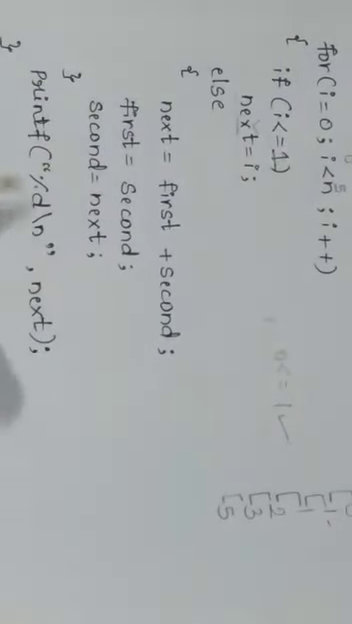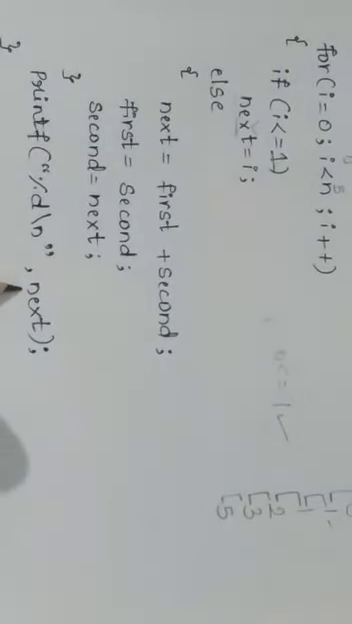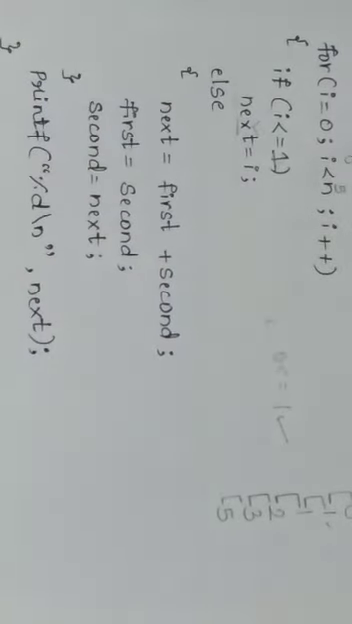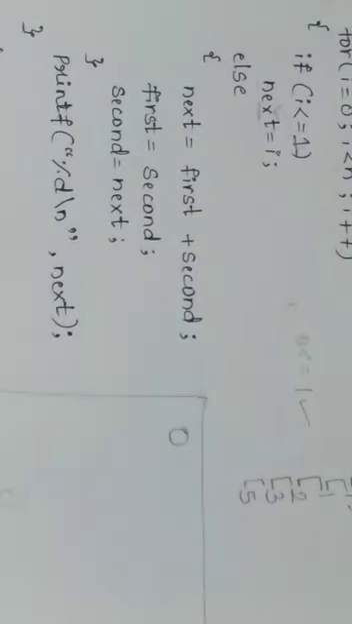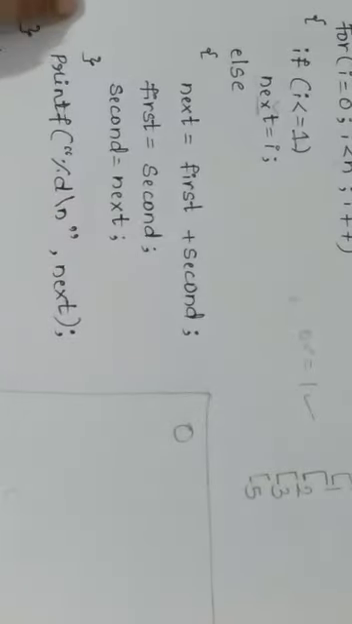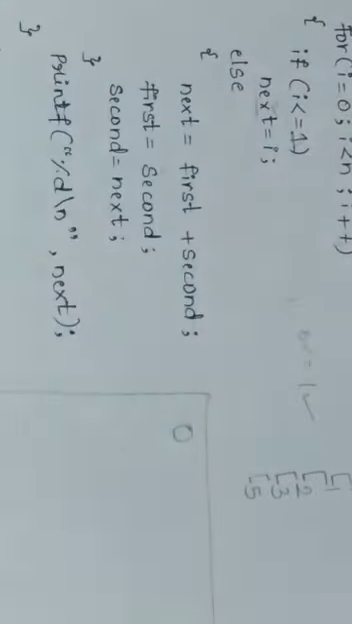And what is in printf? You are displaying next value. What is the value of next? 0. You are displaying 0, that is. Now again it will go to for loop. i will be incremented now. i becomes 1.